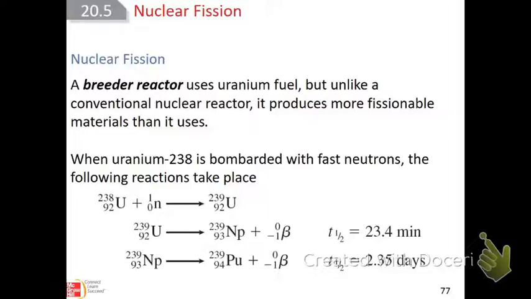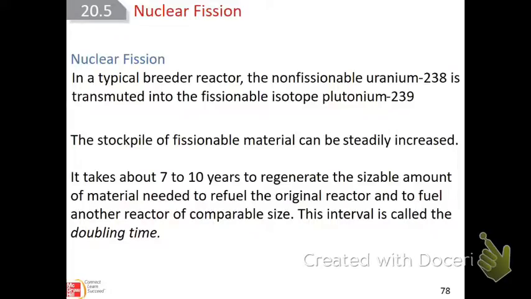Okay. And then this is just talking about breeder reactors, which is where you're taking uranium and you're mutating it into plutonium. Now, what do you do with it? What do you do with the rest? You know, right here it tells you it takes about 7 to 10 years to regenerate enough material to refuel that original reactor. And that's called the doubling time. So you're going to try to reuse these, all right, and conserve so that we're not generating a bunch of nuclear waste here, but some is.